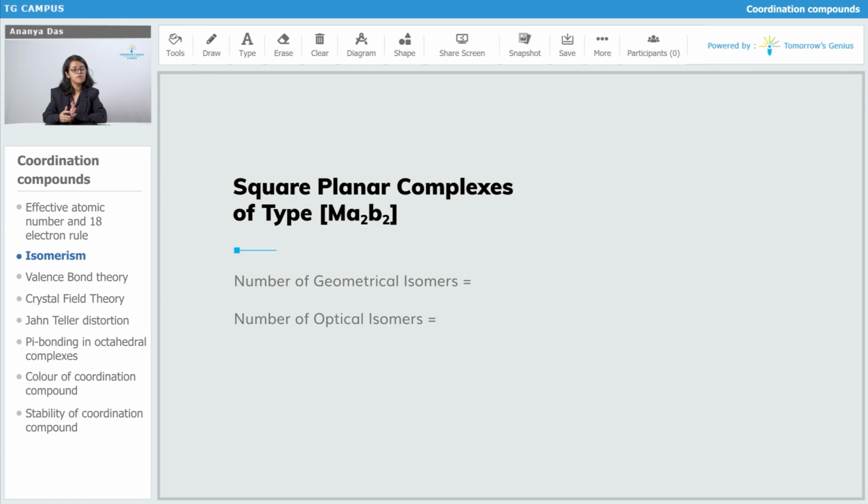So the number of geometrical isomers, as we saw, was 2. The number of optical isomers is 0 because again there were no optically active pairs. So that makes the number of enantiomeric pairs also equal to 0. Now we come to the number of stereoisomers. The number of stereoisomers is optical isomers plus the inactive pairs, so that's 2.